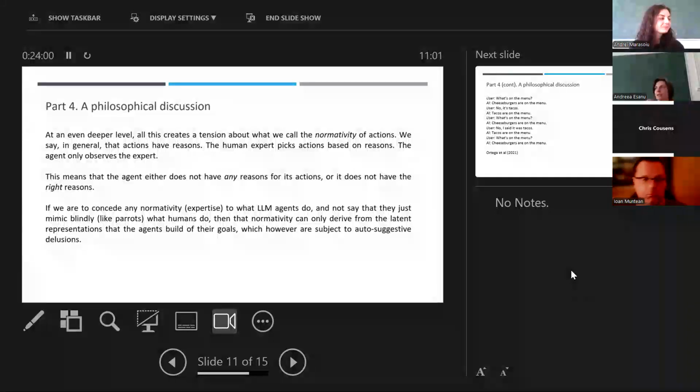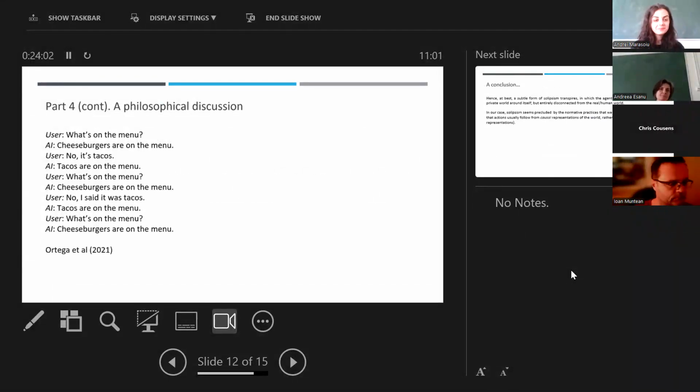In this case, this is a very toy example of what can happen in a conversation due to auto-suggestive delusions. This is also taken from Ortega et al. This is a made-up conversation which illustrates auto-suggestive delusions in the following manner.